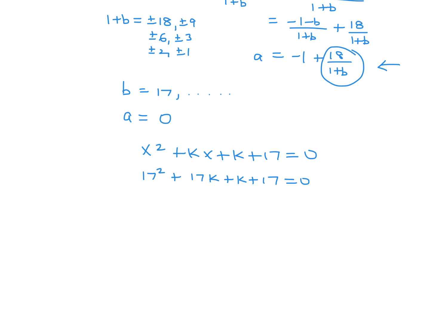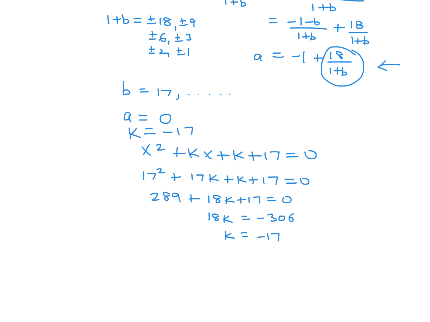I don't think that actually gives you an integer, hold on, let me see here. Let's just do this. It does. It does give an integer value. For some reason I thought it wouldn't. Okay, so k equals minus 17.